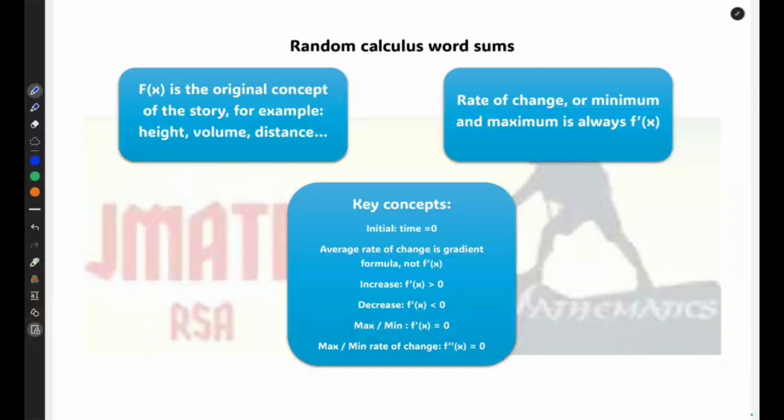Whenever something increases, the derivative is positive, and when the derivative is negative, that same thing is decreasing. The minimum or the maximum in these sums is always where the derivative is equal to 0, but watch out: the minimum or maximum rate of change is where the double derivative is equal to 0. I'm sure you are very confused with what I'm telling you, so let me show you some sums and hopefully it will make more sense. This first video's sums aren't as complicated, I think, but you can tell me in the comments if I lie to you. Question 1.